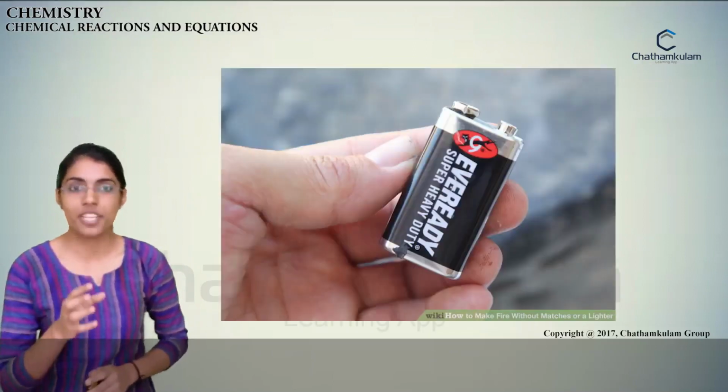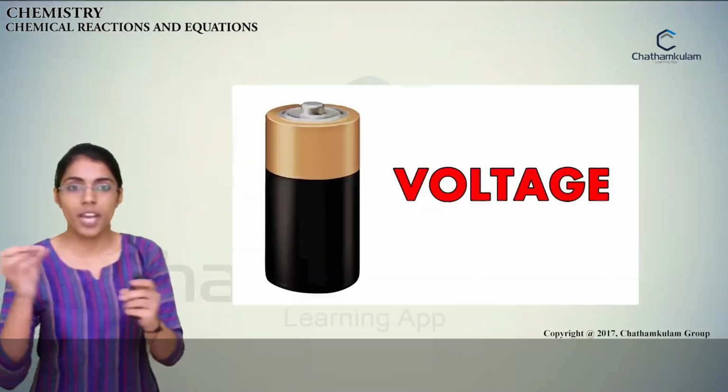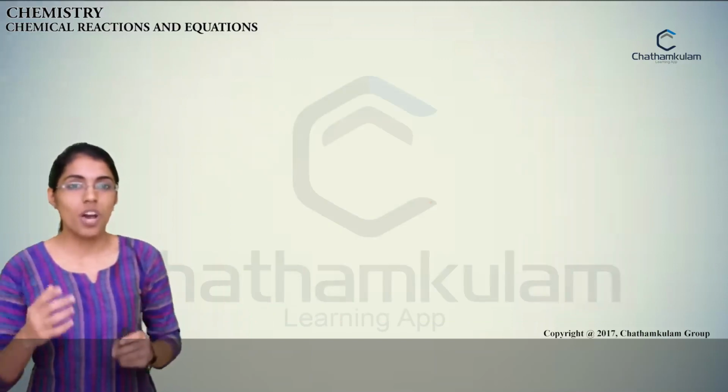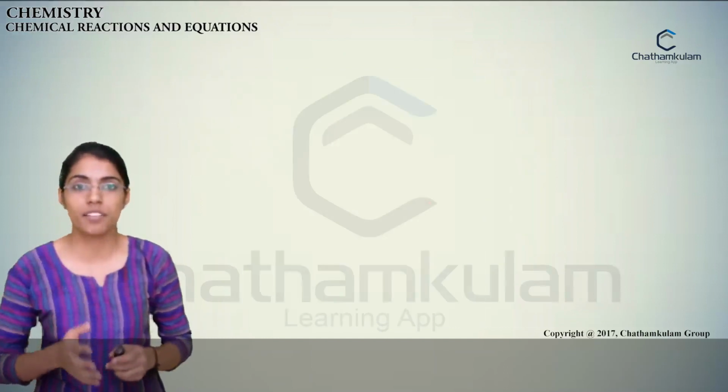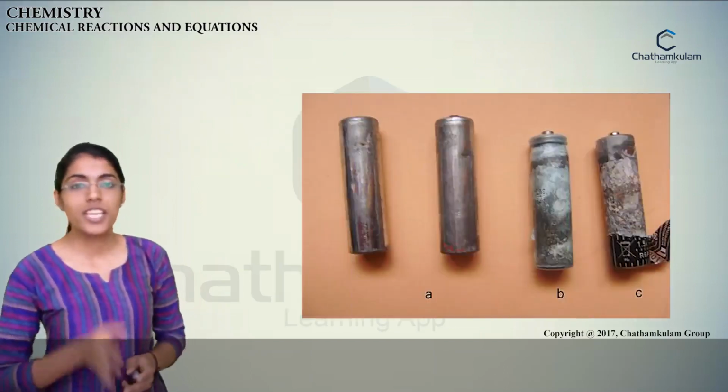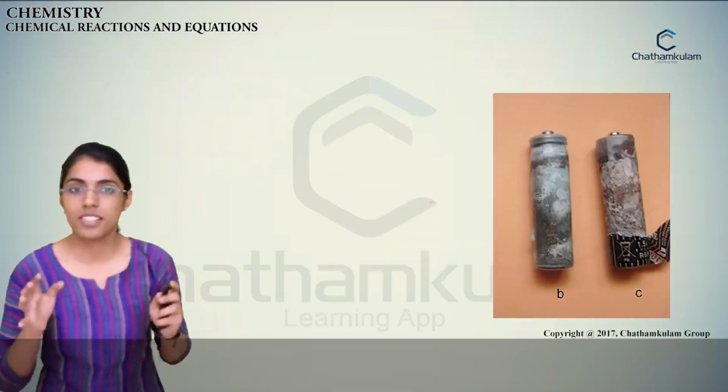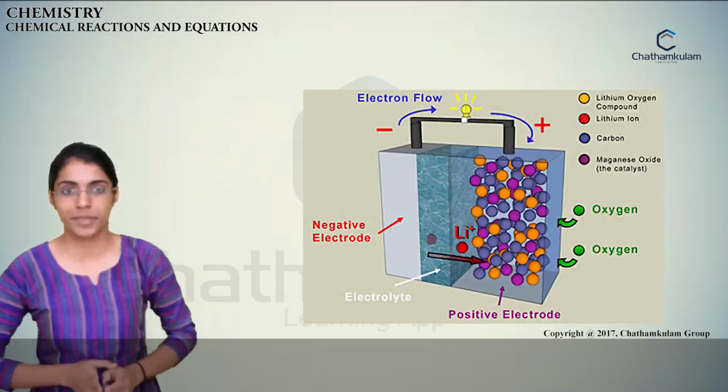Take a battery in your hand and you get some kind of voltage from it, right? So how is this produced? Inside the battery there happens some kind of oxidation process. These kinds of processes are chemical reactions happening.